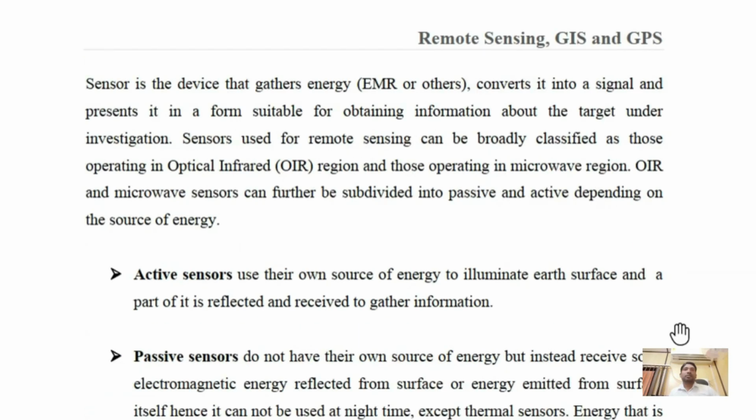Sensor is the device that gathers energy, converts it into a signal and presents it in a form suitable for obtaining information about the target under investigation. Sensors used for remote sensing can be broadly classified as those operating in the optical infrared region and those operating in the microwave region. Optical infrared and microwave sensors can further be subdivided into passive and active depending on the sources of energy.